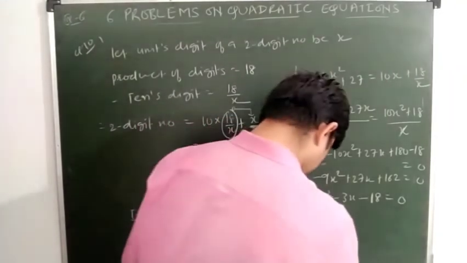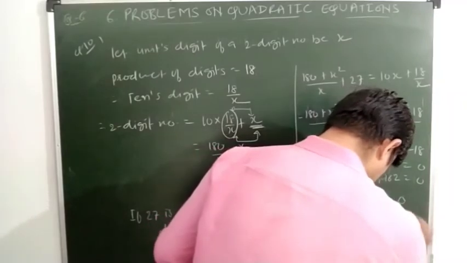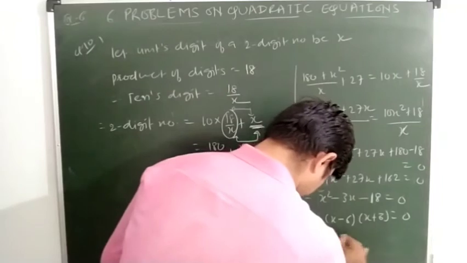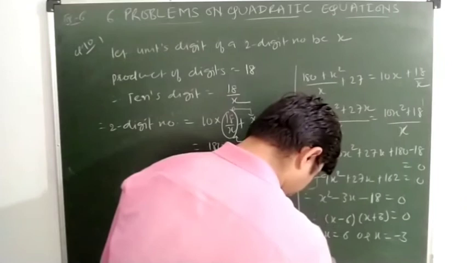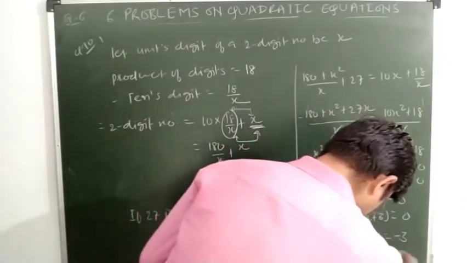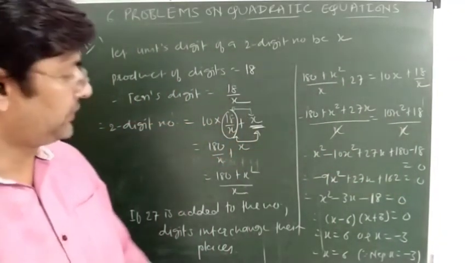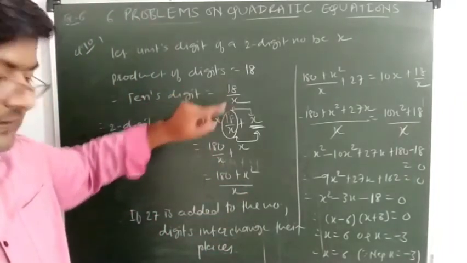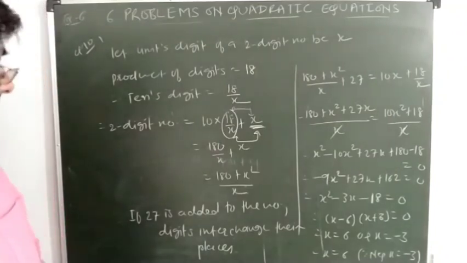So 6 3s are 18. So we can write x minus 6 and x plus 3 equal to 0. Therefore x is equal to 6 or x is equal to minus 3. Obviously x is equal to 6, since we will neglect the minus value of x. So we have got the units digit to be x, and therefore the tens digit will be 18 by 6, that is 3. Clear?